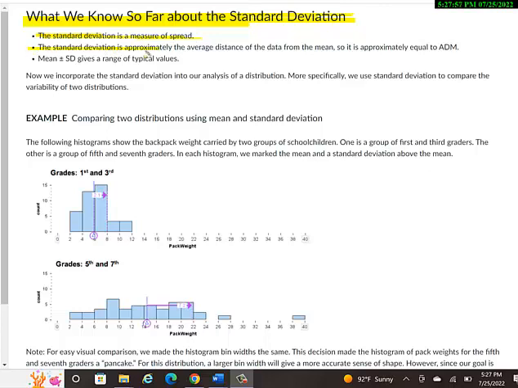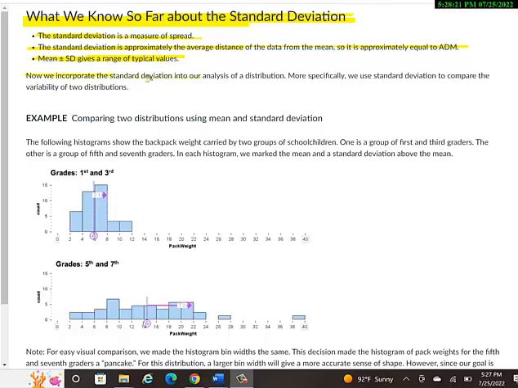The standard deviation is approximately the average distance of the data from the mean, so it's approximately equal to the average deviation of the mean. They're going to be close to each other. They'll both give you about the same feel for the variation of a data set, but they won't give you the exact same value. They're a little bit different formulas. The mean plus or minus the standard deviation gives a range of typical values.